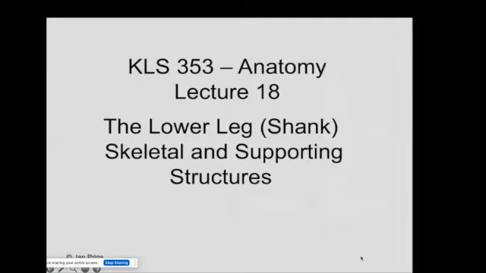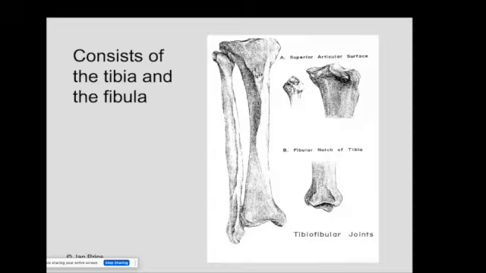This is lecture 18. We're going to deal with the lower leg. In biomechanics, it's called the shank. Not a very long lecture. We're going to look at skeletal and supporting structures. There's the picture of the fibula and the tibia. The fibula is on the outside.